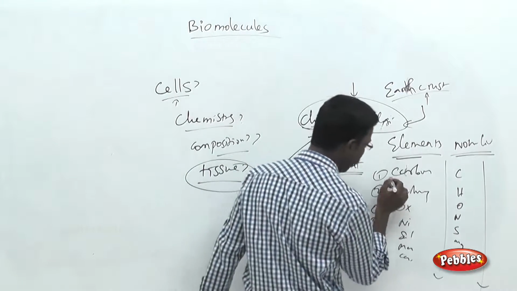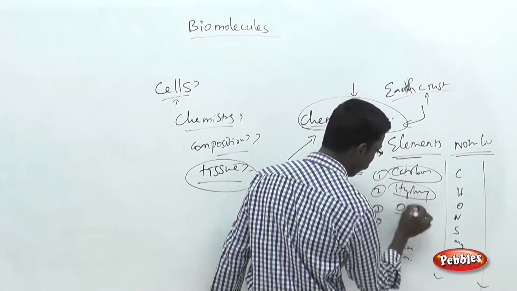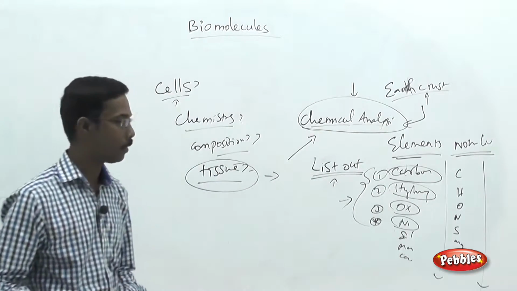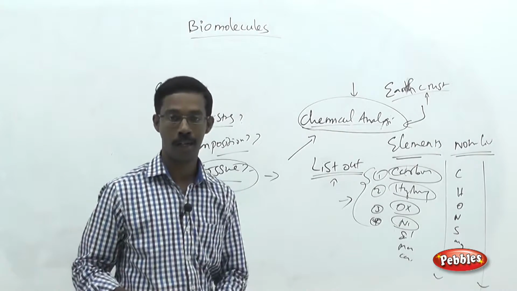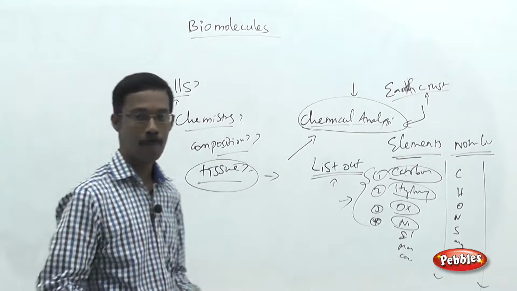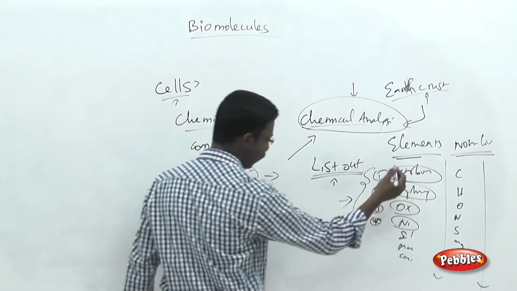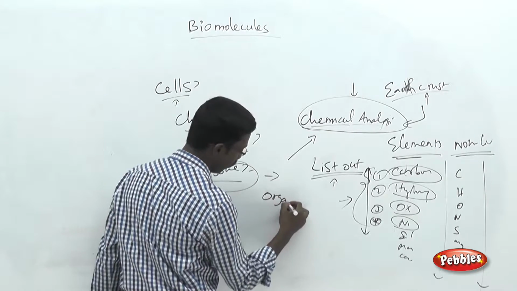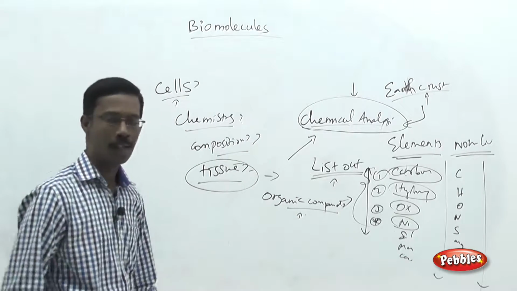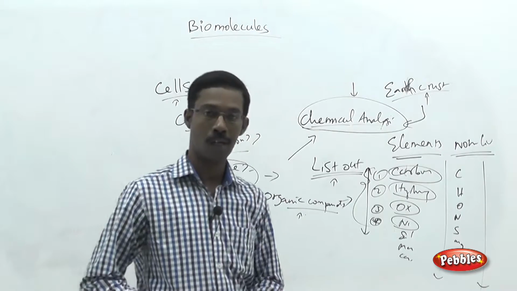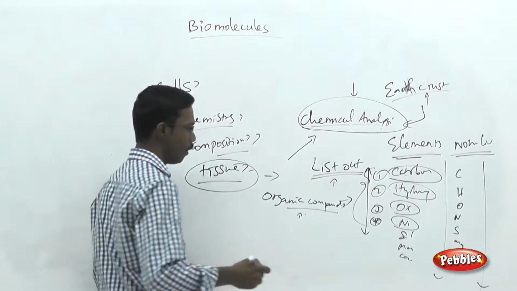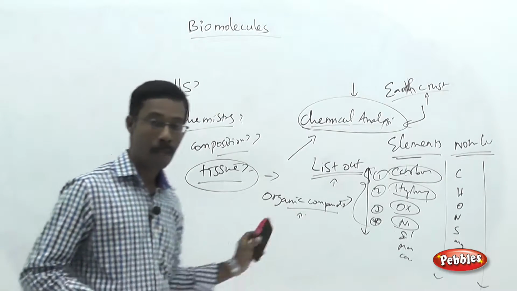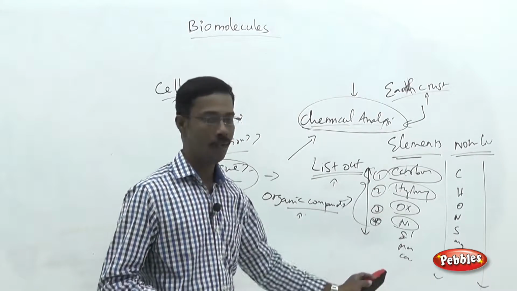For example, in the case of living cells, in the case of living tissues, the abundant elements are carbon, hydrogen, oxygen and nitrogen compared to the non-living matter. These elements together will make compounds called organic compounds. Crudely we can say any carbon containing compound is an organic compound, but that is not 100% correct. The point you have to remember is that organic compounds are comparatively more abundant in the living matter than the non-living matter.